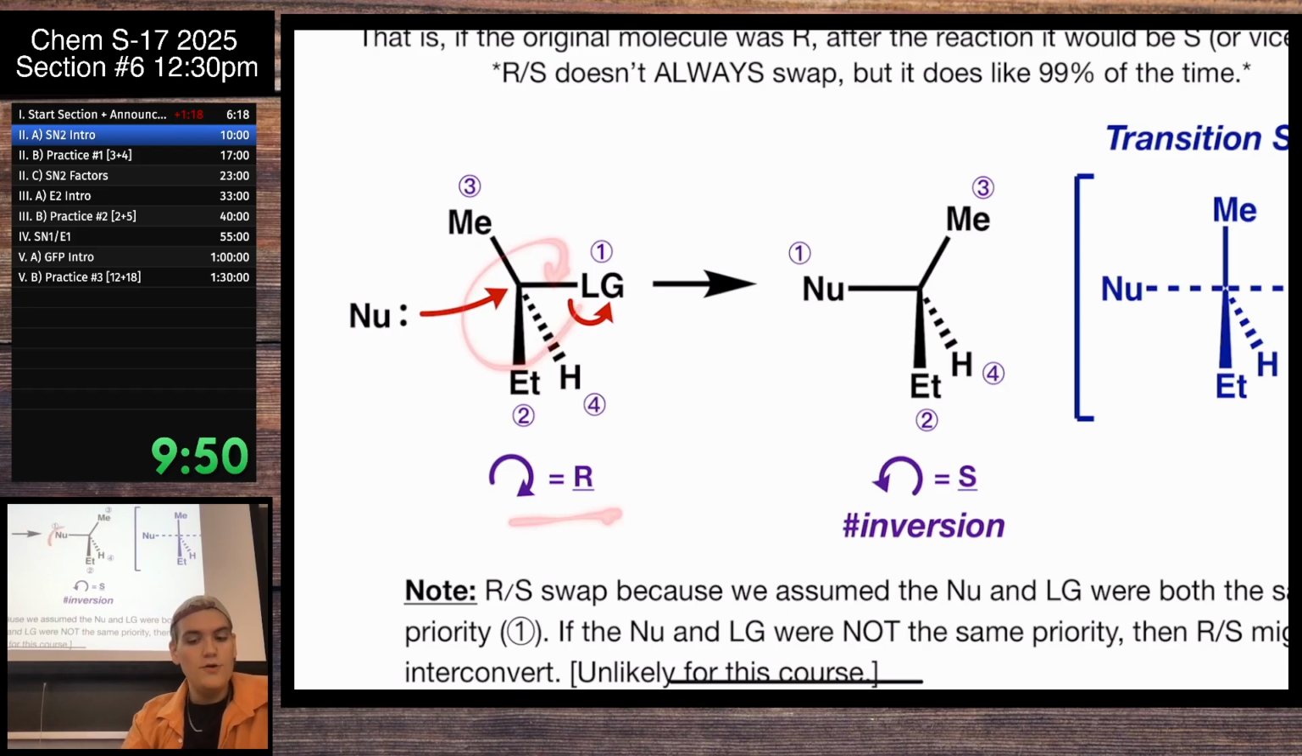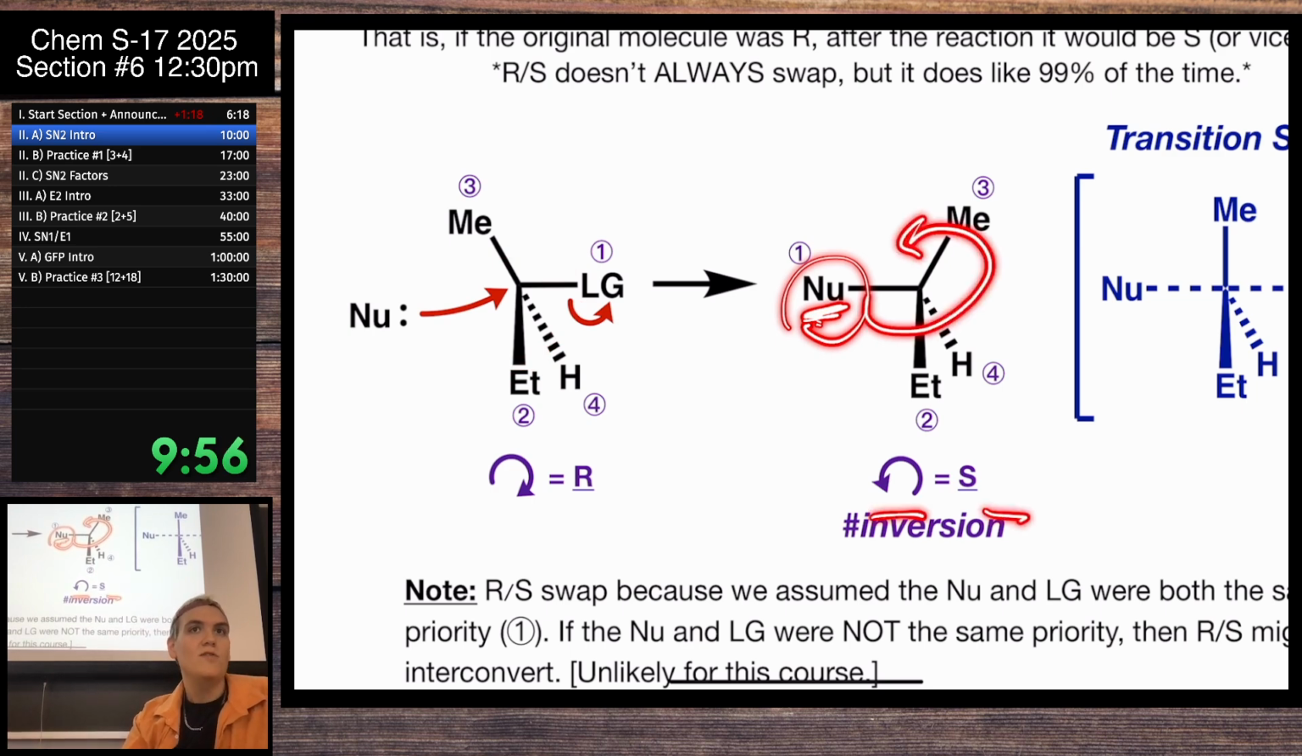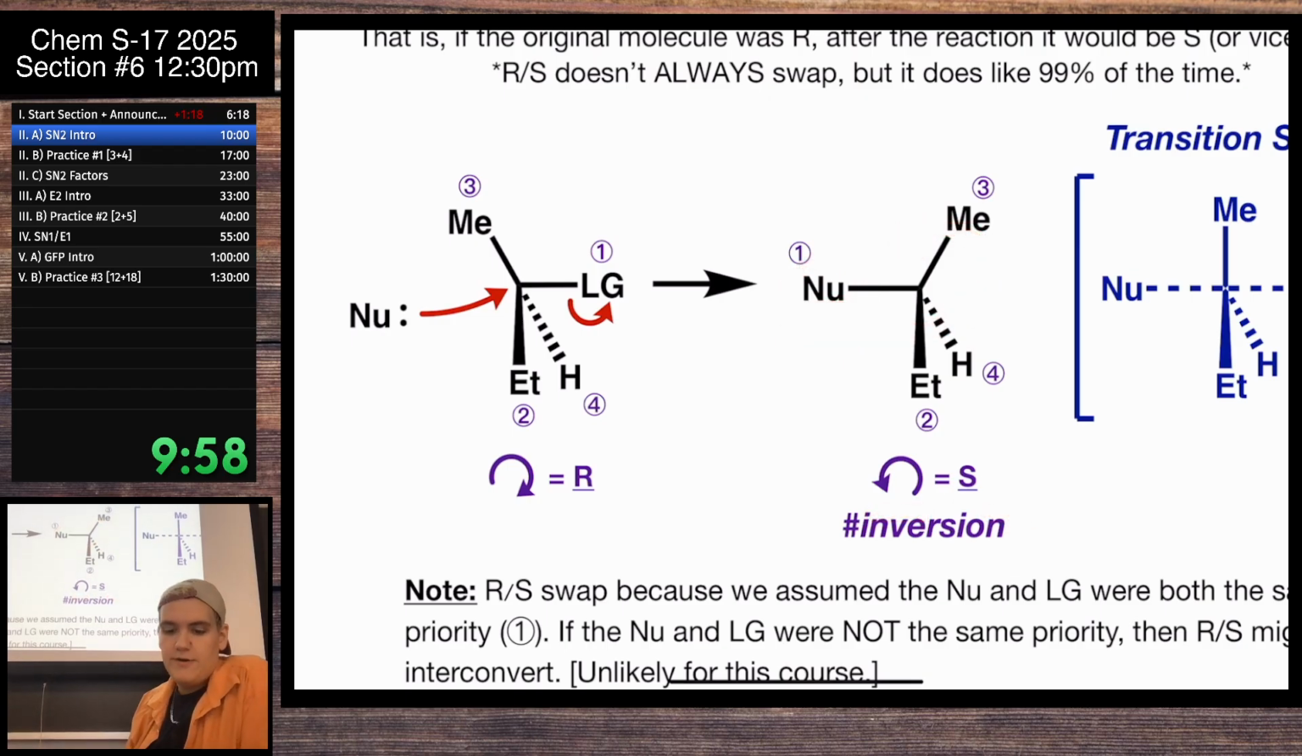Over here, our nucleophile, our priority 1, is going to be over here. So 1, 2, 3, now it goes counterclockwise, S. So that's kind of where we get our inversion of stereochemistry.